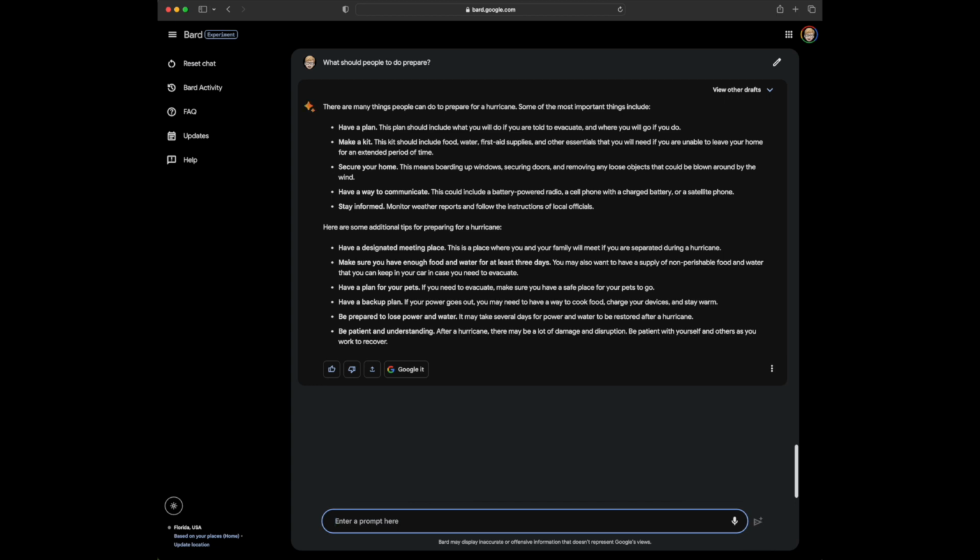Be patient and understanding. After a hurricane there may be a lot of damage and disruption. Be patient with yourself and others as you work to recover.